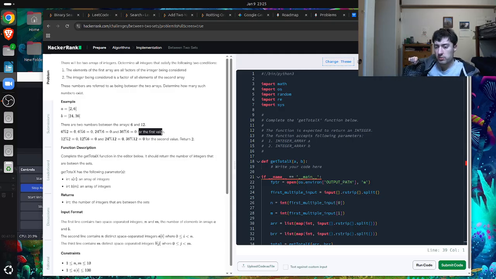Okay, see, this is what I mean. Normally on LeetCode questions, I never get to the point where I don't even understand what the question is asking. I can normally figure out what the question is asking. On HackerRank, I'm to the point I'm looking at this, I don't even know what it's asking me to do. I don't know what any of this means. Complete the total. Determine how many such numbers exist.